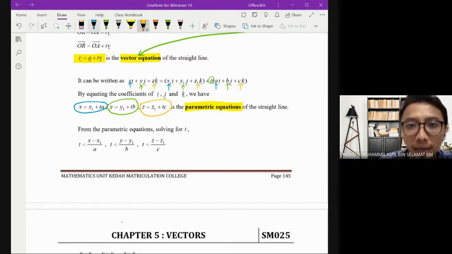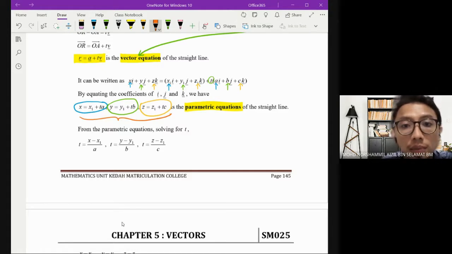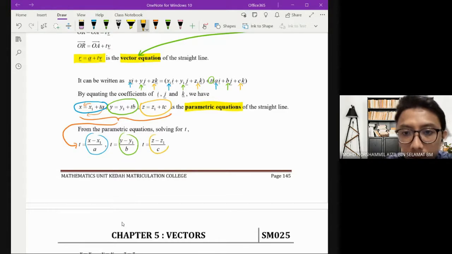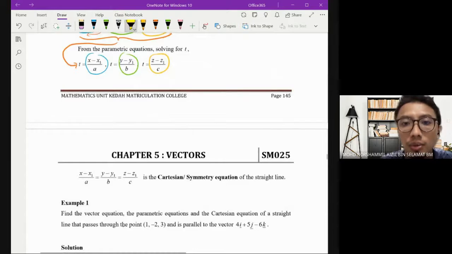This one we call parametric. Then when we simplify these three parametric equations, we make T the subject. All of these we make T the subject, so it becomes the ones below. See? X1 moves to the left side, so A also moves to the left, so X minus X1 over A. This gives the blue one, this the green one, and this the orange one. We make T the subject for all. So it becomes this, and altogether we call it Cartesian, or symmetric equation of a straight line.